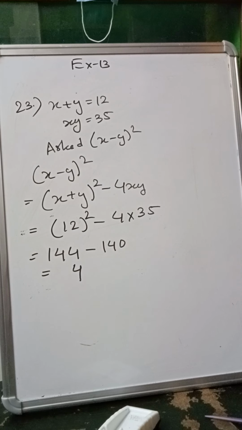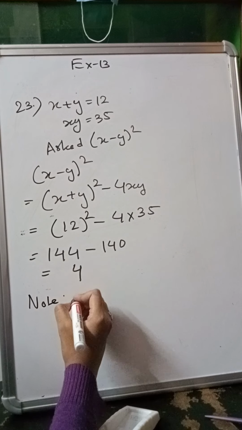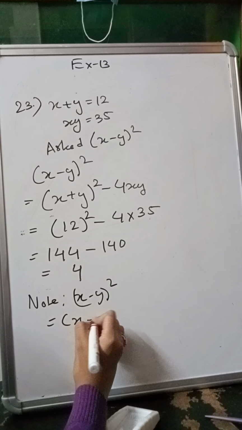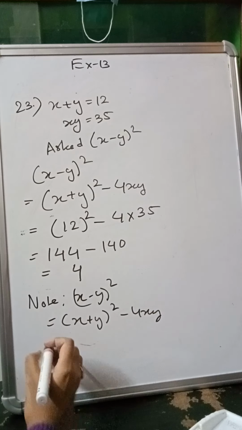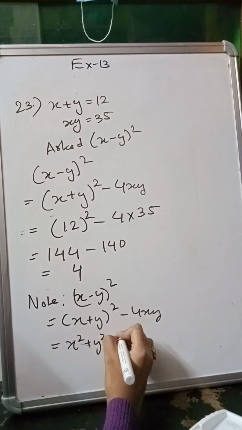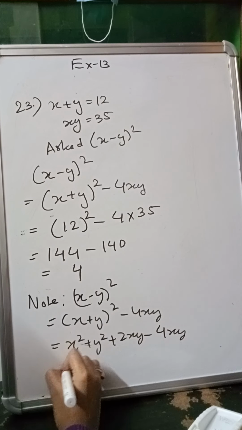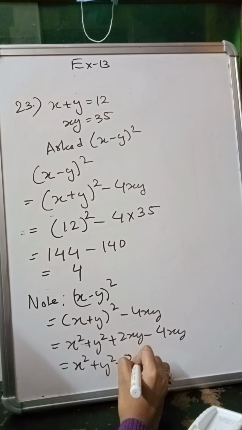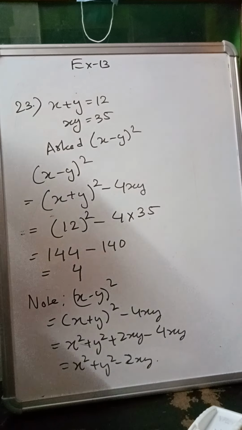Okay, so you can just note it here, that x minus y whole square equals to x plus y whole square minus 4xy. This we are getting by just expanding x square plus y square plus 2xy minus 4xy, which is x square plus y square minus 2xy, like this.